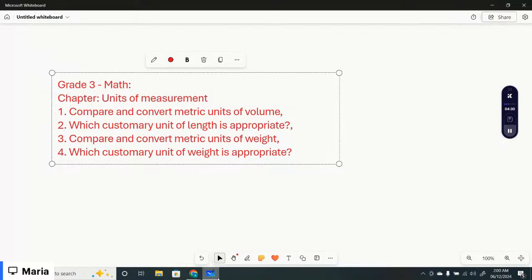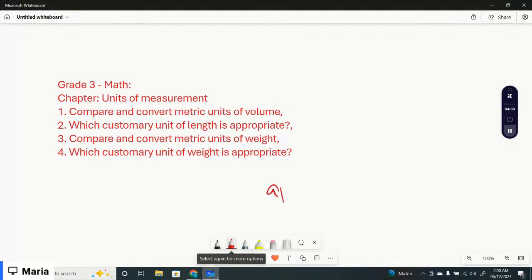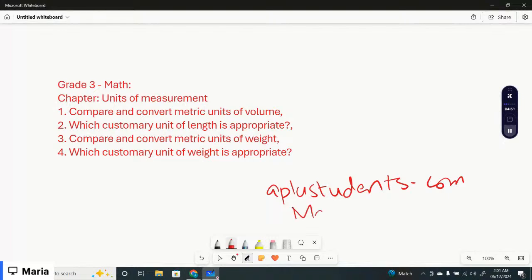You can find all the lessons on aplusstudents.com. You have to log in there using your email address, and the password is provided by the administrator. Then you have to select math from the subject tab. Scroll down to grade 3 math and then click on view all lessons. There you can find the list of the chapters. We're going to start with the chapter unit of measurement.